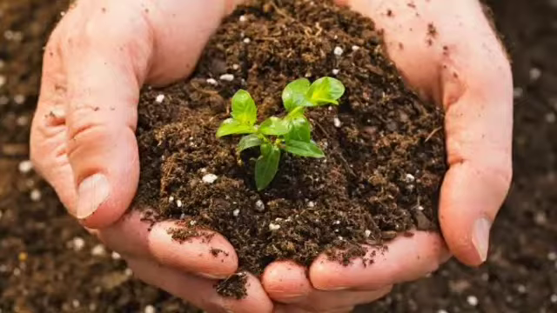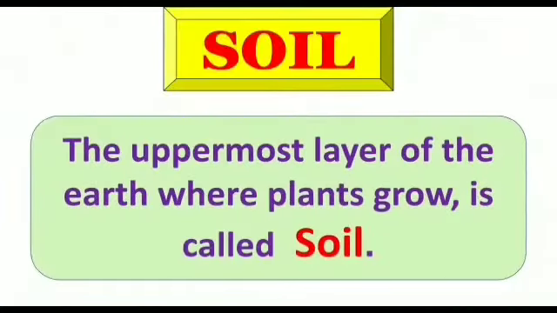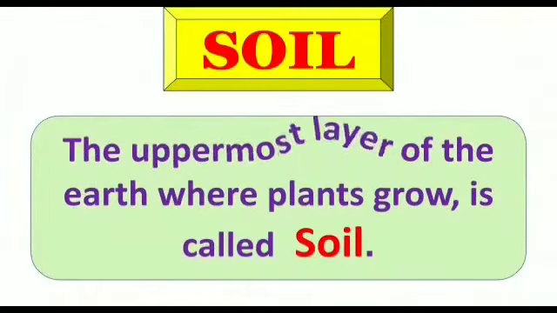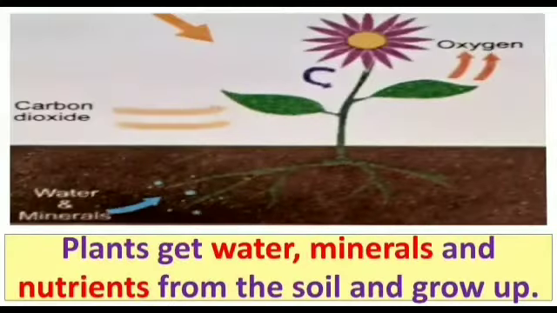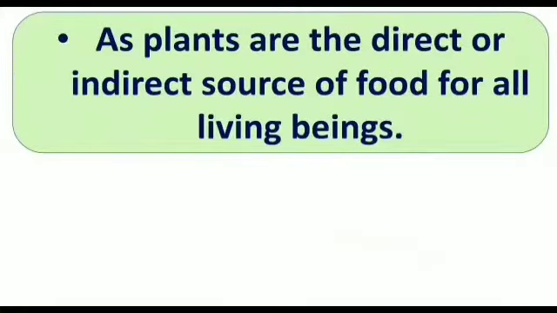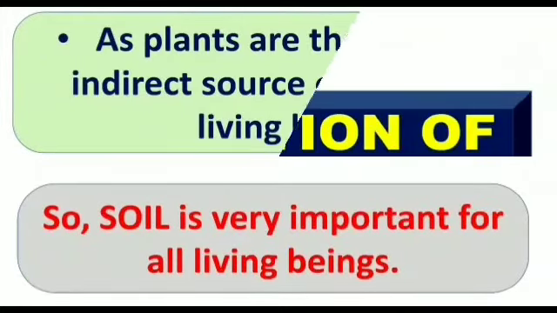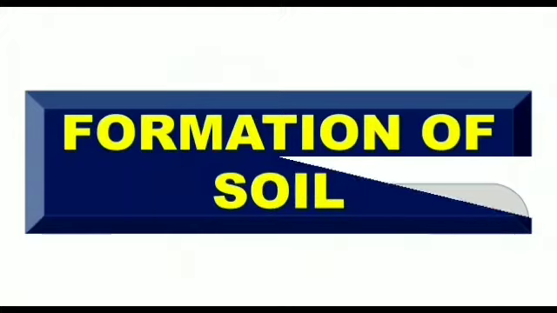Now, before we can start with how soil is formed, we know that soil is a natural resource and it is the uppermost layer of the earth where plants grow. That is what soil is. Plants get water, minerals and nutrients from the soil and therefore they grow. Also the process of photosynthesis takes place. And so these plants are considered to be a direct or indirect source of food for all living beings. That is why soil is very important for all of us.